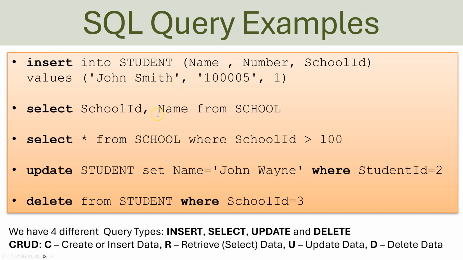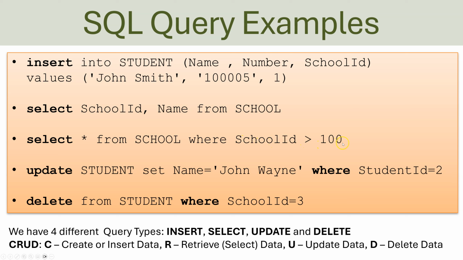If you want to retrieve information from a table called school, you can use it like this. Select school ID, name from school, or like this, select all, meaning you want to get all the different columns from the school table.